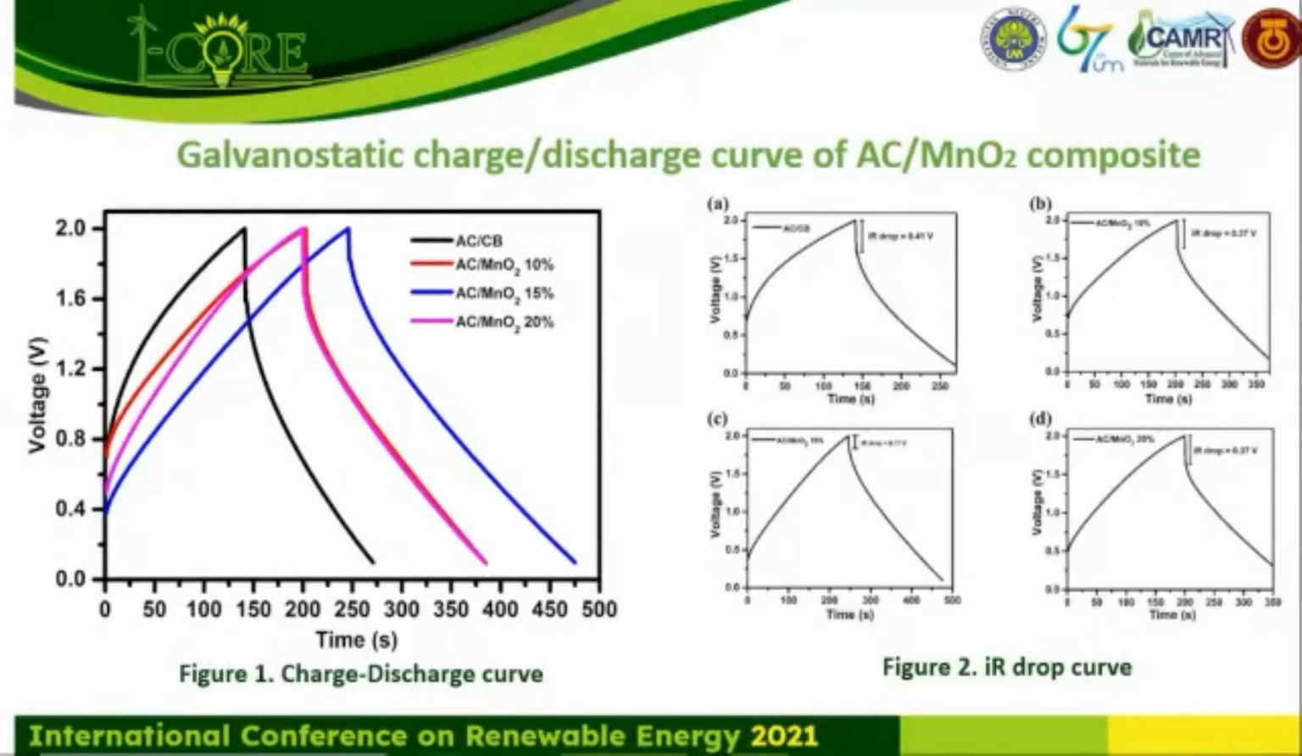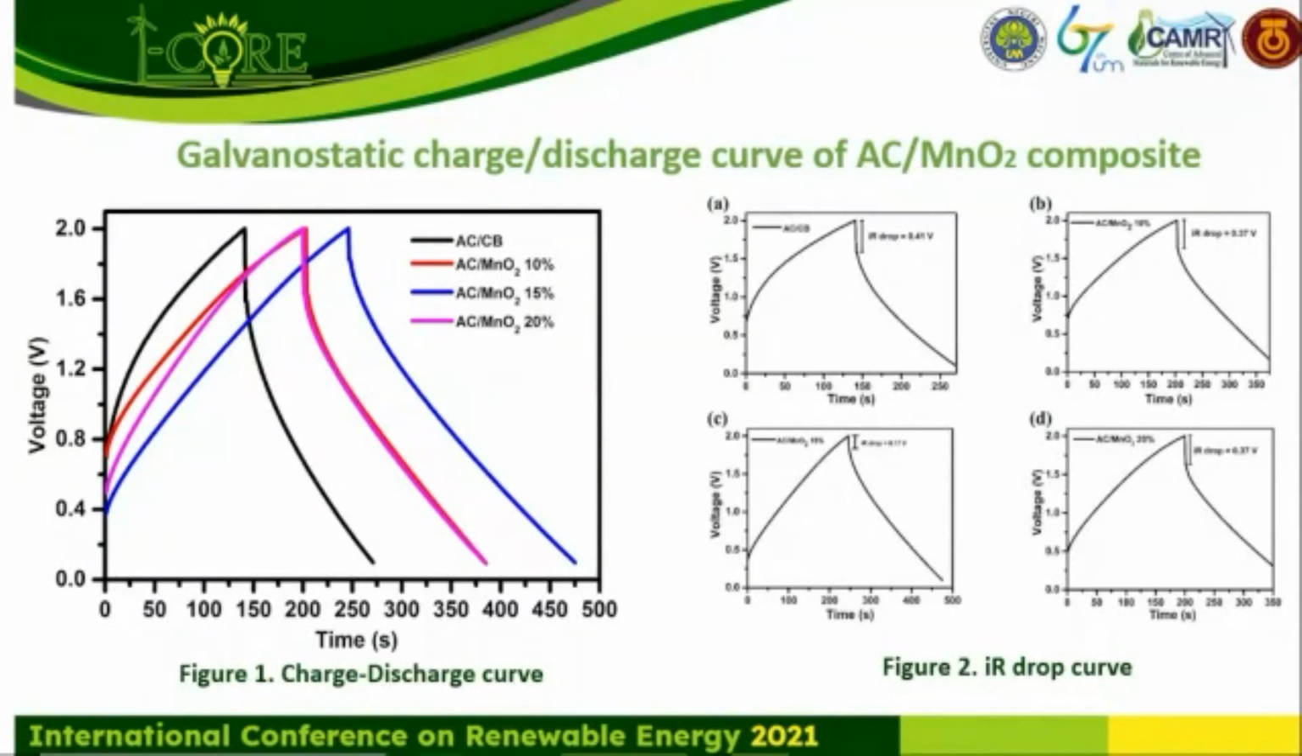The curves were triangular profiles due to the redox process resulting from the AC/MnO2 composites, which indicates good electrochemical reversibility, with specific capacitance derived from the combination of EDLC and pseudocapacitance. This imperfect curve was caused by a voltage drop, or IR drop.